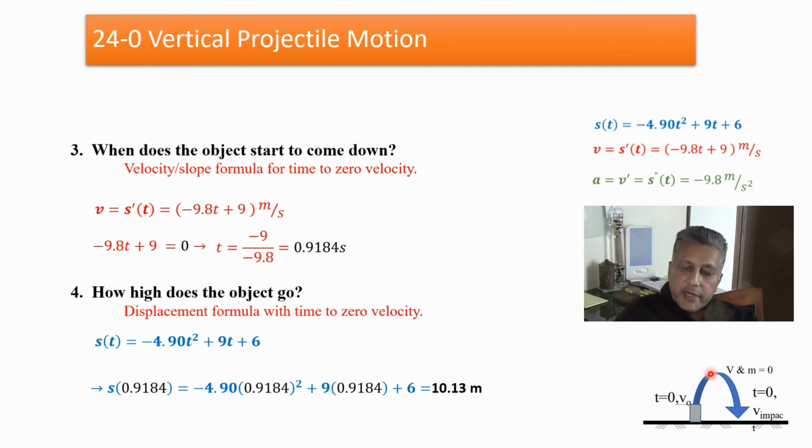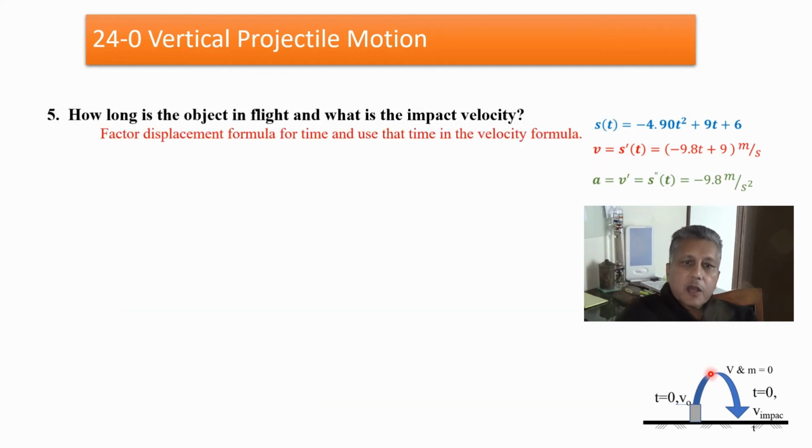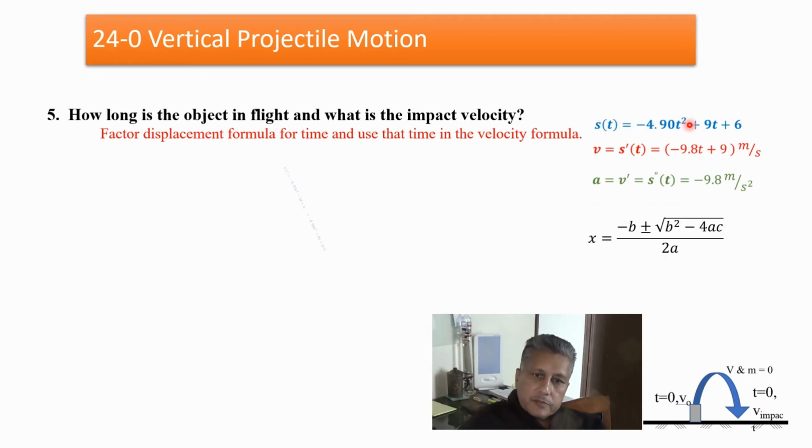Okay? And the last part of this, how long is the object in flight and what is the impact velocity? Two-part question. Time and impact velocity. So we're going to have to use our equation. How long is the object in flight? It's going to be in flight from here to there. Right? I'm going to use this displacement formula equal to 0 and solve for time. I'm going to have to factor it.